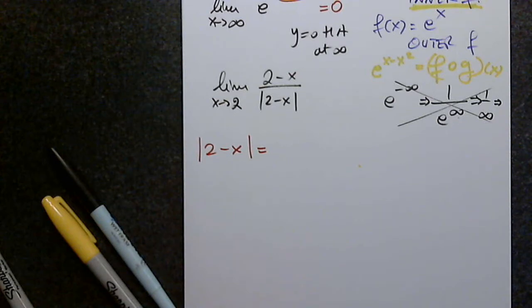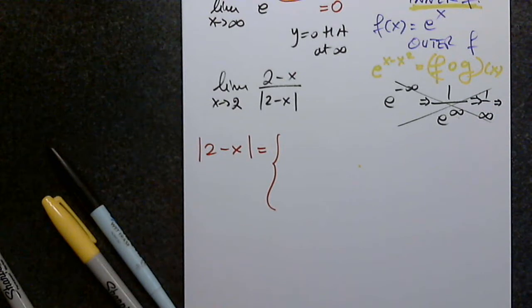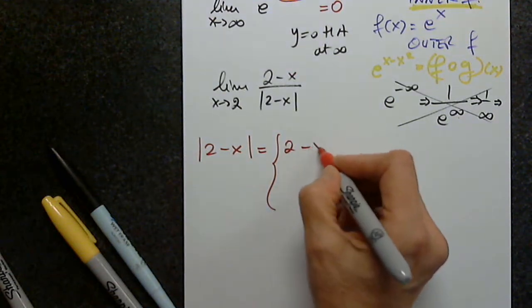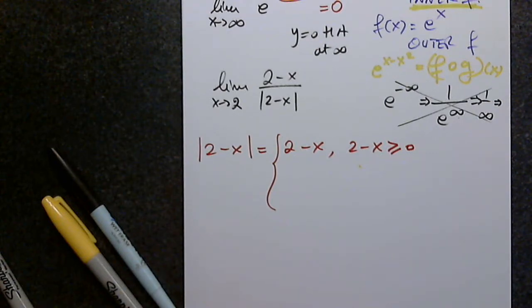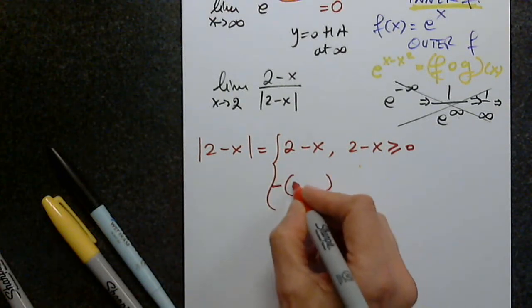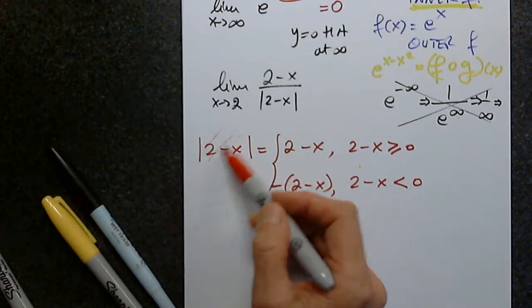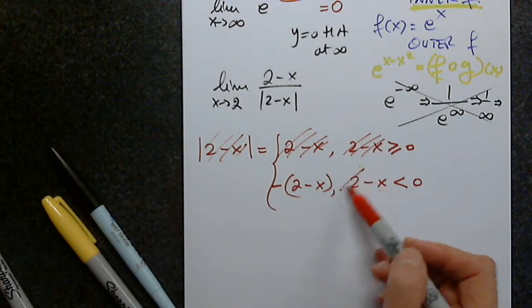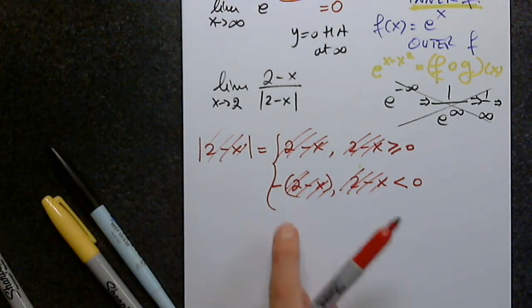So that's my starting point, the absolute value of 2 minus x. And I know that this has two possibilities. What are those possibilities? 2 minus x, if 2 minus x is greater than or equal to 0. And the other one is the opposite of 2 minus x if 2 minus x is less than 0. Remember, these quantities have all to be the same, all identical. The only difference is here.